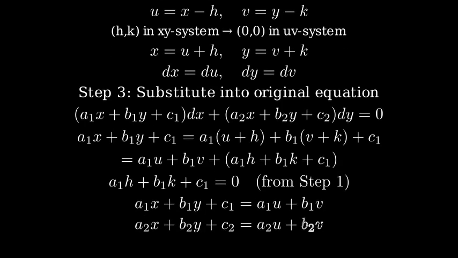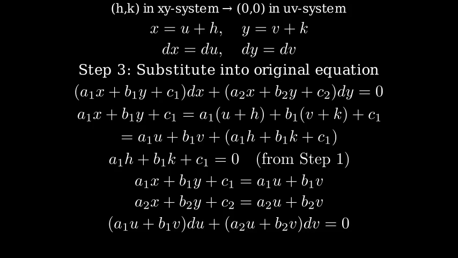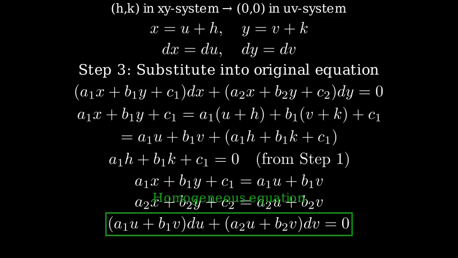Similarly, the second coefficient, a2x plus b2y plus c2, becomes just a2u plus b2v. After substitution, our differential equation becomes (a1u plus b1v) du plus (a2u plus b2v) dv equals 0. Notice that this is now a homogeneous equation, where every term has the same degree, 1, in u and v.